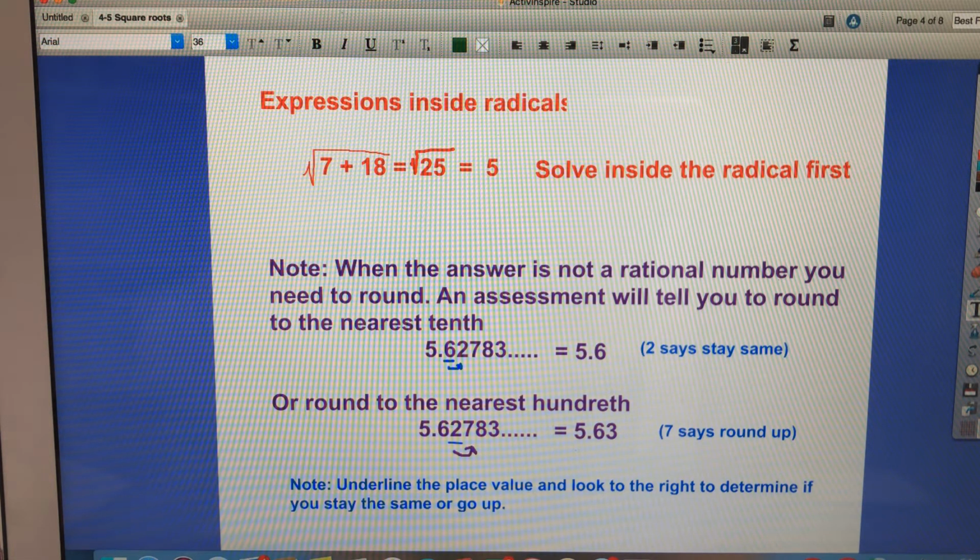An assessment will tell you to either round to the nearest tenth, which is your first place value after the decimal. 2 says stay the same. Or round to the nearest hundredth, which is your second place value. I underline the 2. 7 says round up. I'm going to get 5.63. I always underline the place value that I am looking for and then look to the right to determine if you stay the same or go up. Rounding is critical. You have to know how to round.